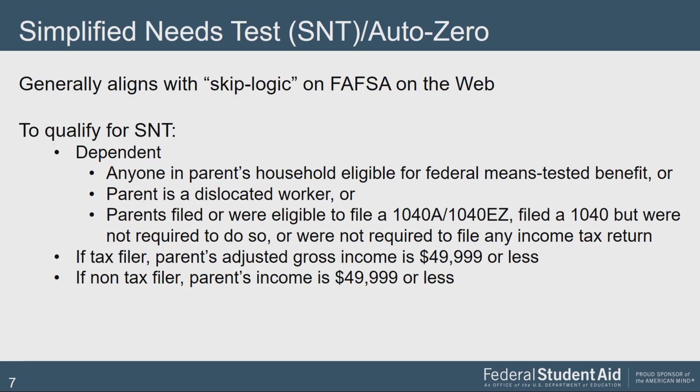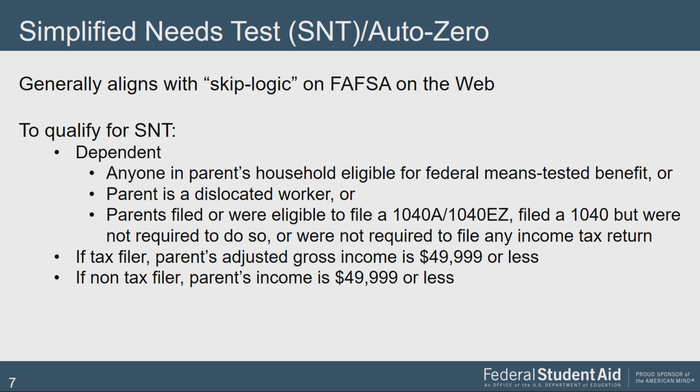Okay, so the simplified needs test generally aligns with skip logic on the FAFSA on the web, like I was just saying. To qualify for the simplified needs test, a dependent student's parent or anyone in the parent's household should be eligible for federal means tested benefits. We have specific means tested benefits listed on the FAFSA. We often get comments during the FAFSA comment period that we should include more federal means tested benefits, but as you can imagine, there are thousands of different versions of federal means tested benefits. So we always explore which ones to add, depending on the consistency of it being used and its relationship between people that go to college and apply for our aid and people that have those benefits.